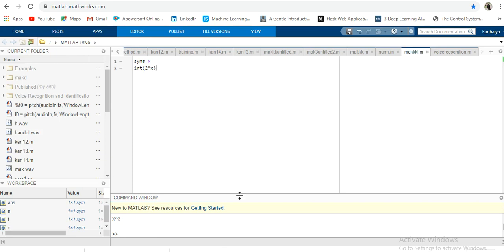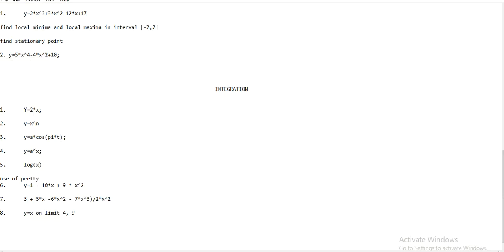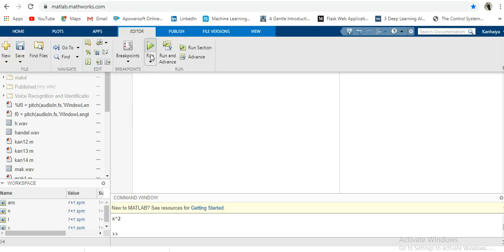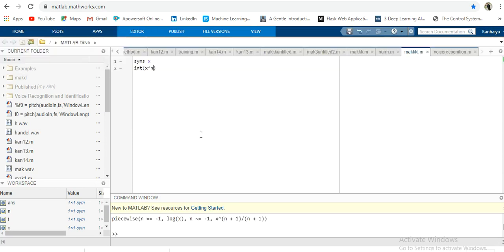Now let's move to the next problem. y equal to x to the power n. We will solve for the generalized problem, x to the power n. Manually its answer should be x to the power n plus 1 upon n plus 1. So we will see if MATLAB is giving us that or not. We don't know what MATLAB will give.